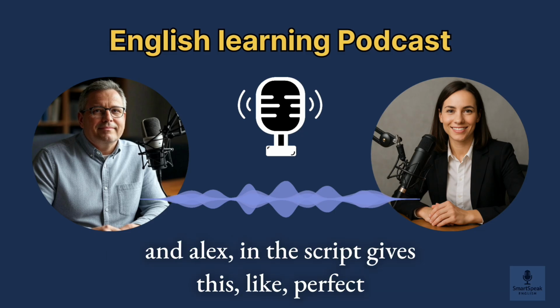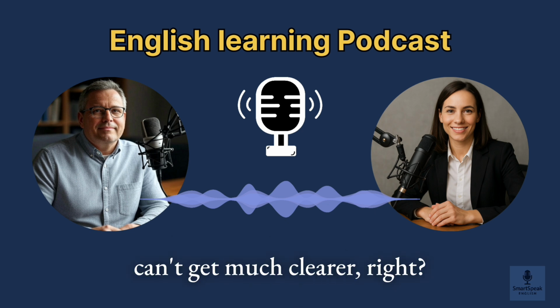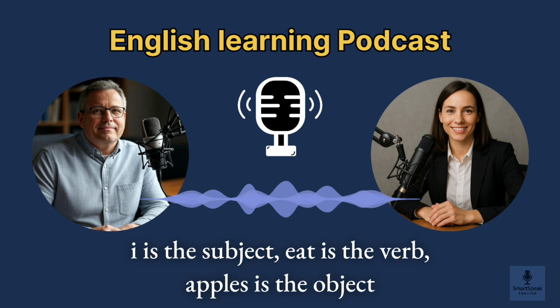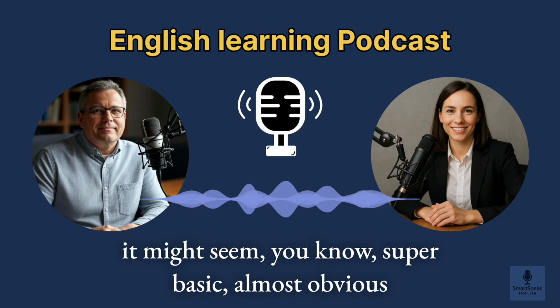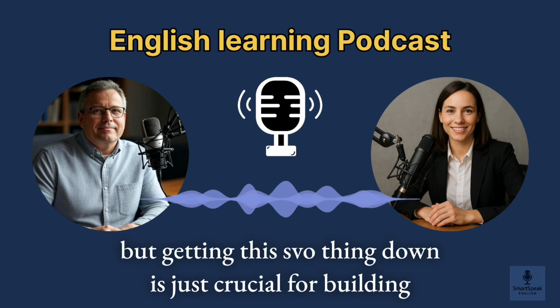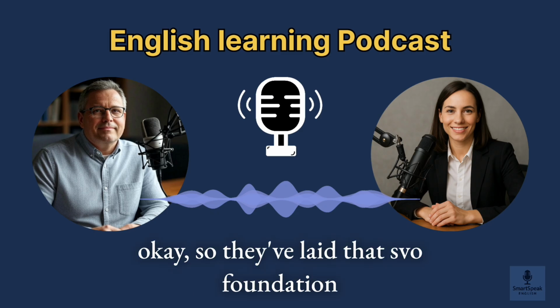And Alex in the script gives this perfect simple example. I eat apples. Can't get much clearer. Right. I is the subject, eat is the verb, apples is the object. Who, what's being eaten. Simple. And then Megan adds another one. She reads books. Same pattern. Subject, verb, object. Exactly. It might seem super basic, almost obvious. Yeah. But getting this SVO thing down is just crucial for building anything more complicated later. It really is.